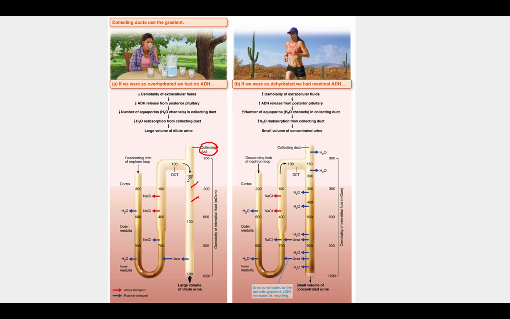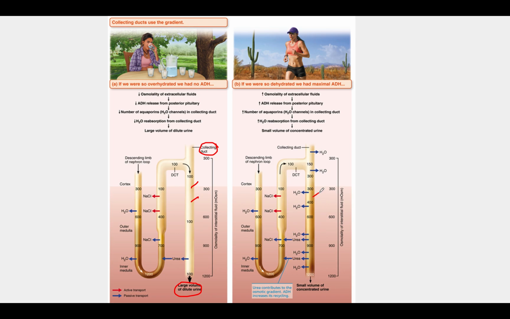But without ADH, it's unable to release that water. So water becomes trapped in this duct, and it'll cause dehydration and then a large volume of diluted urine. So now let's talk about what happens if ADH is present. So we have the loop of Henle again, and then the collecting duct.